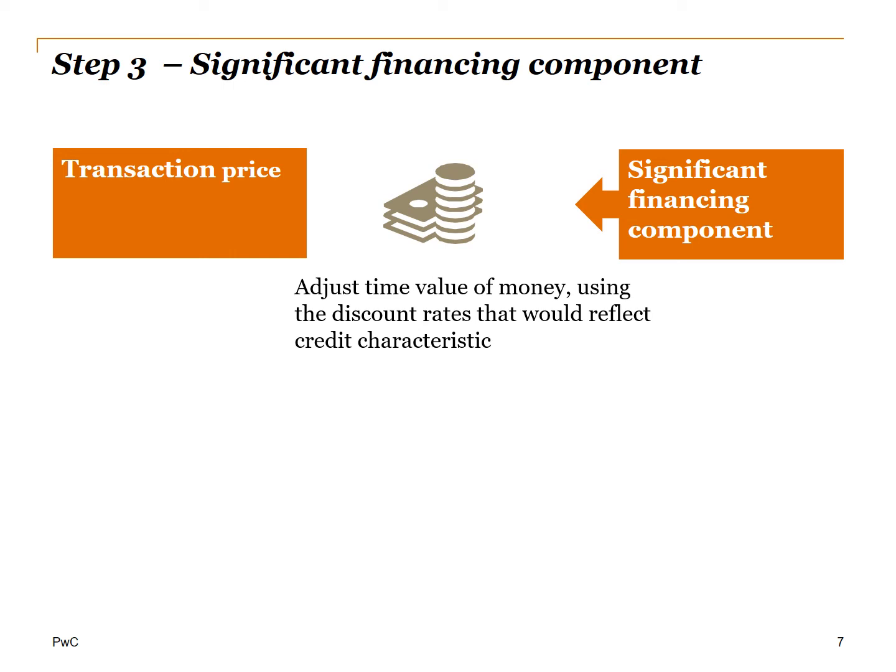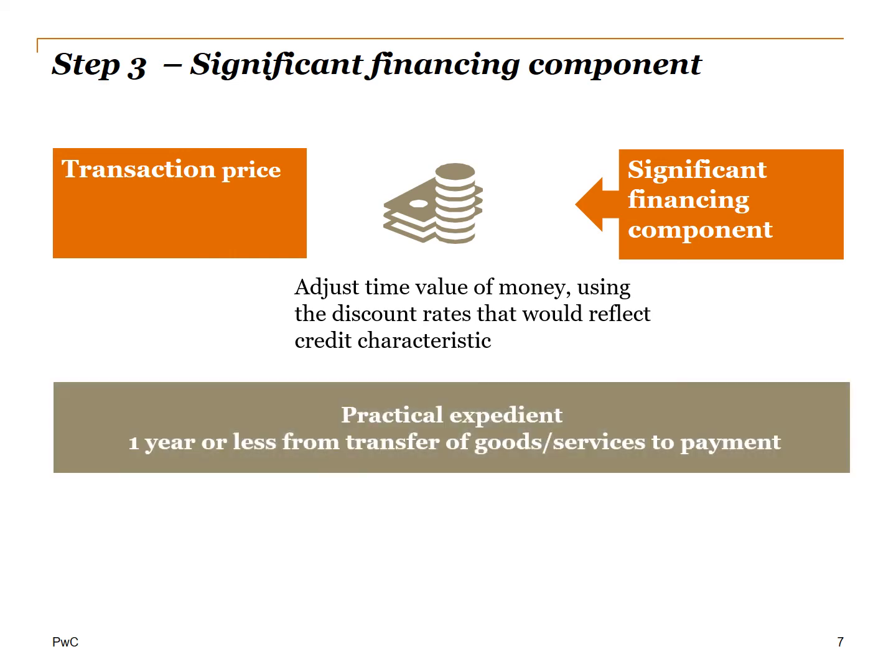The discount rate to be used when adjusting the promised amount of consideration for the time value should reflect the rate that would be used in a separate financing transaction between the entity and its customer. This rate should reflect the credit risk of the party obtaining financing in the arrangement. In the standard, there is a practical expedient. This means that companies can disregard the effects of a financing component if it is expected at contract inception that the period between transfer of a promised good or service to the customer and when the customer pays for that good or service will be 1 year or less.